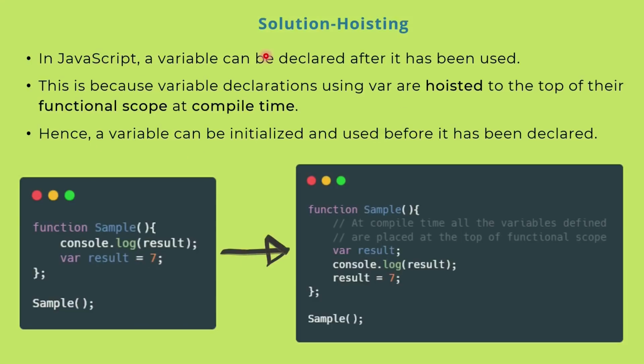In JavaScript, a variable can be declared after it has been used. This is because variable declarations using var are hoisted to the top of the functional scope at the compile time. So what will happen at the compile time in this function, all the variables defined will be hoisted to the top of the functional scope. We can see that var result is placed at the top. When we try to print this result, it has been declared but not assigned any value. So as we know previously, in such a case we will get undefined.